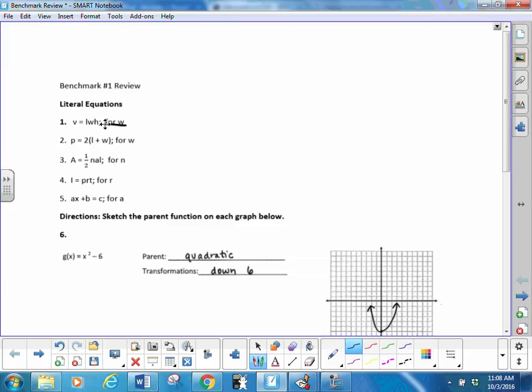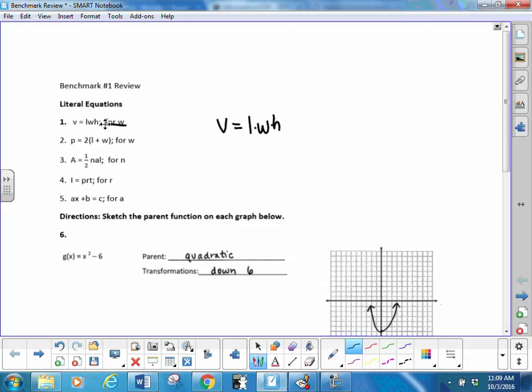Solve for W. So I'm going to come over here and write the equation, volume. If I'm solving for W, what that means is that at the end, W is going to be over here by itself. First of all, I've got to figure out what's going on. Since they're so close together, they're being multiplied.